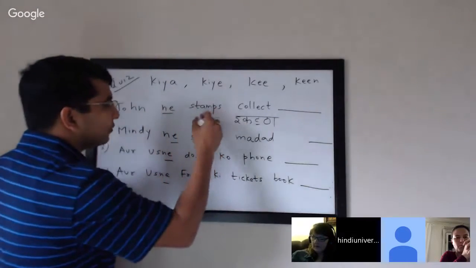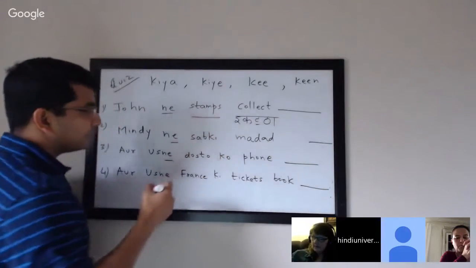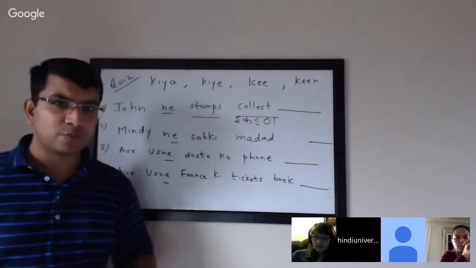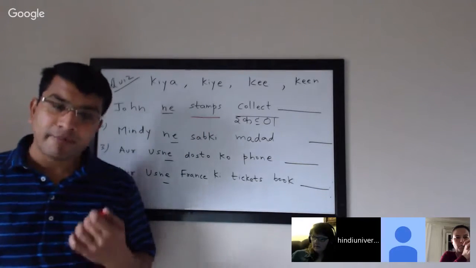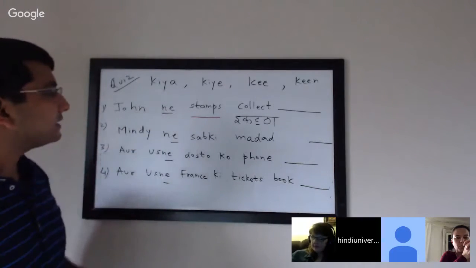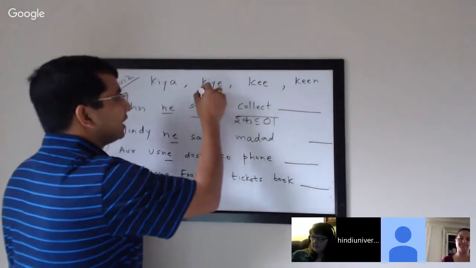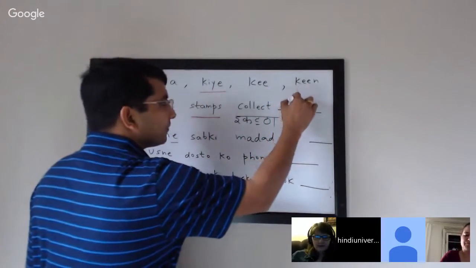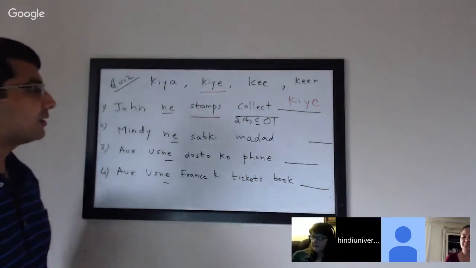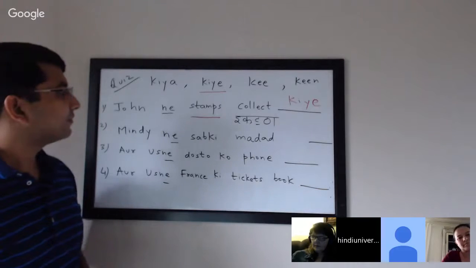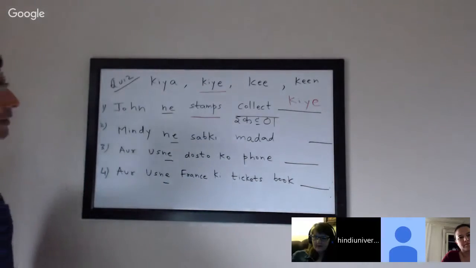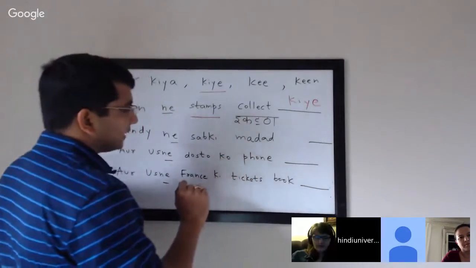Stamps, I told you, you can tell it's plural, right? And you can ask the native speaker, क्या stamps masculine है? हाँ, ये masculine है, right? So John ने stamps collect, and whenever it is masculine plural, it's kiए. John ने stamps collect.